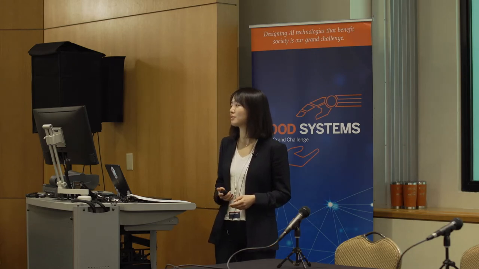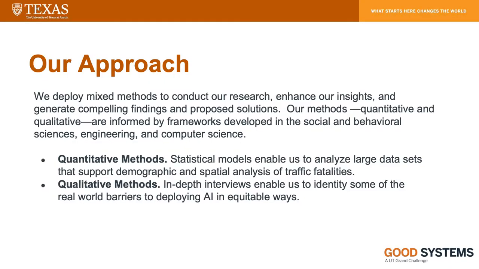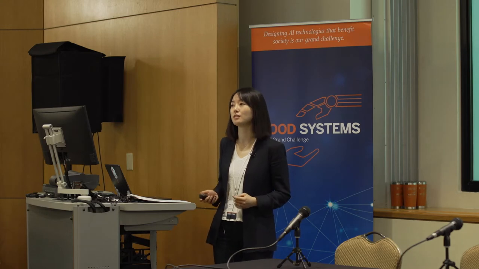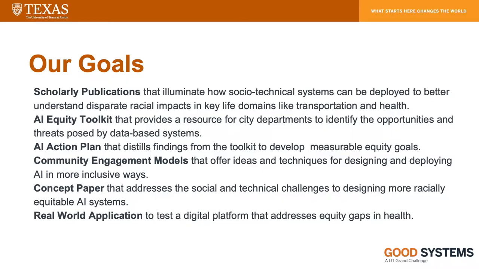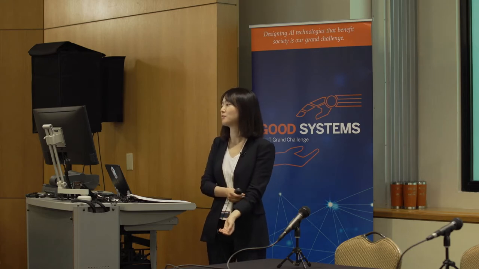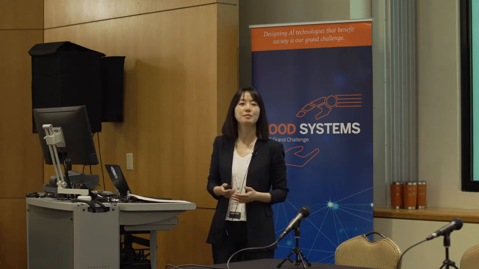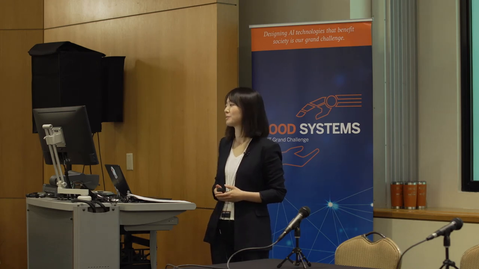In leveraging our team's expertise, we deploy a mixed method using both qualitative and quantitative methods. We use statistical models to analyze large datasets to understand whether there are any racial inequities. But we also complement this work by doing in-depth interviews so that we understand real-world barriers in implementing these models. And this shows just a list of outcomes that our research seeks to achieve at the end. In addition to scholarly publications, we also want to highlight that we want to make AI equity design toolkits or models for community engagement as well.